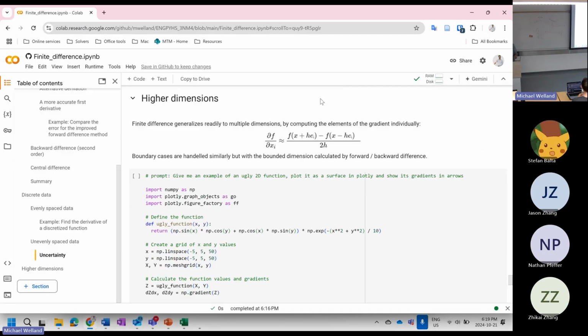Very, very quickly, higher dimensions, this is trivial. All you do is you literally take the components of your gradient and you do central difference or whatever difference in either of those ways. The derivative in x is that way, y is that way. You might talk about stencils, you might get into that sort of thing. We're not going to talk about those until we talk about time-dependent partial differential equations.